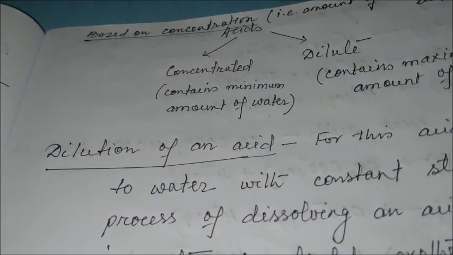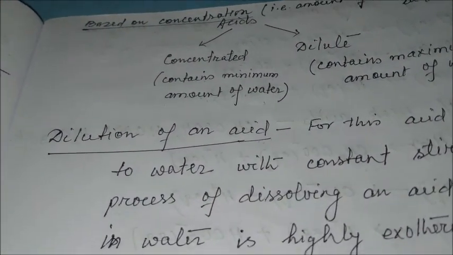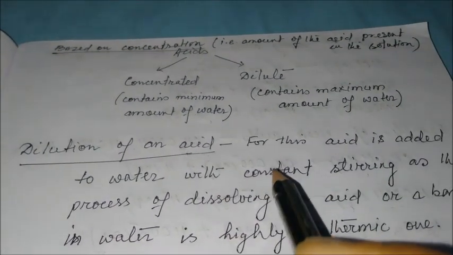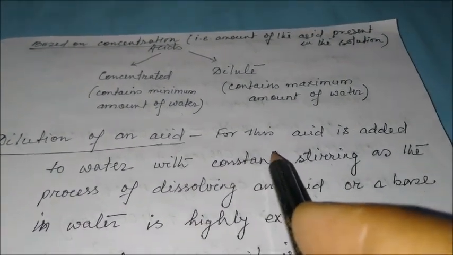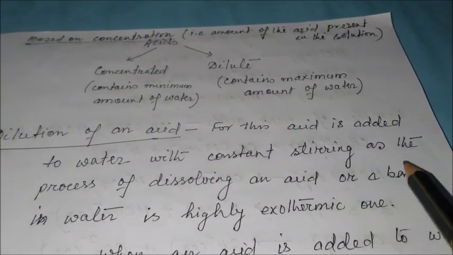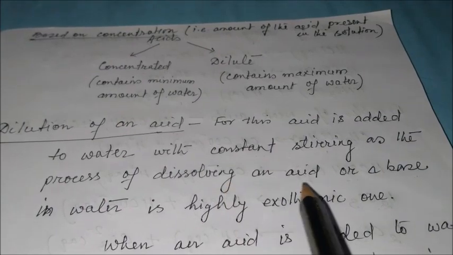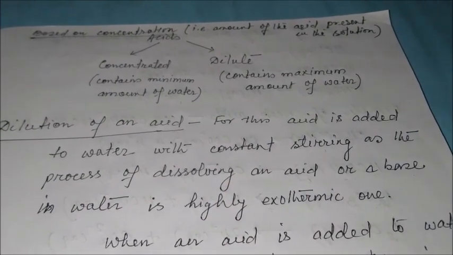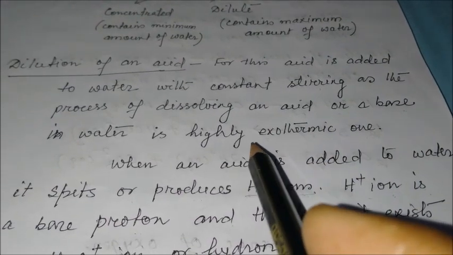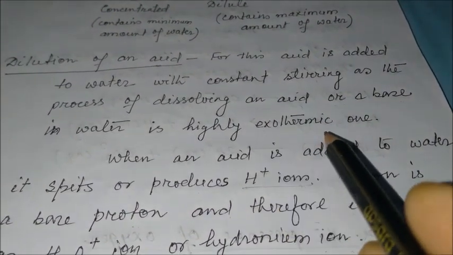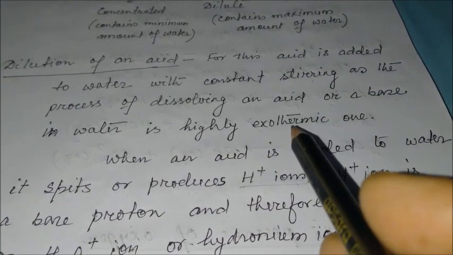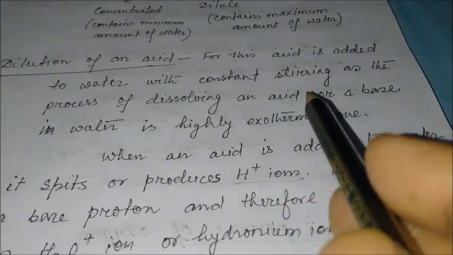Now about the dilution of an acid, means how a concentrated acid is to be diluted. For this, acid is added to water with constant stirring, as the process of dissolving an acid or a base in water is highly exothermic. We have read about the exothermic reactions. In this case, the acid is added slowly with constant stirring.